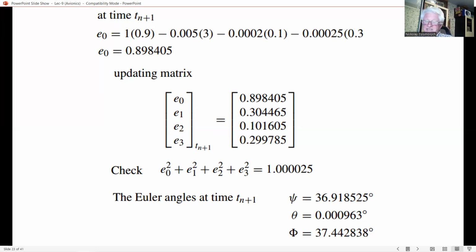The Euler angles at time t n plus 1 we can get in this expression. Psi gives us 36.91, theta 0.30963, and phi 37.4428 degrees. The process is repeated at each iteration period.